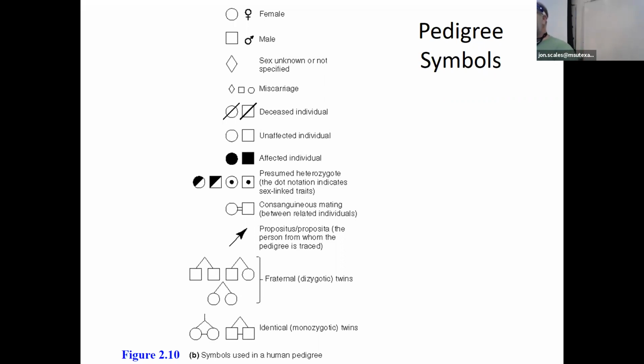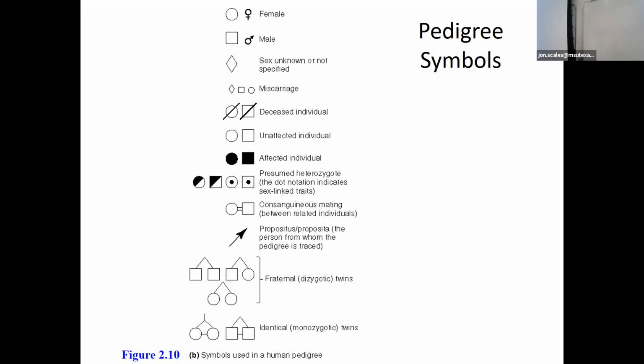Generally, you're only looking at one or two characteristics at the same time. That's about as much information as can be processed at a time. You can look at several things, but you're probably going to look at one or two at a time. So you only need to color them in and say, okay, they have the disease or they have that genotype. If they don't, you leave it open. If they're dead, you can cross them out, but that's not necessary.